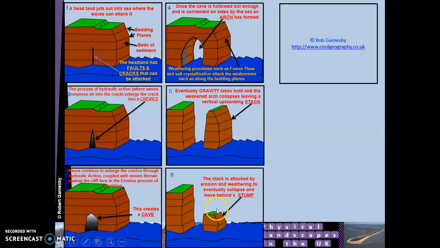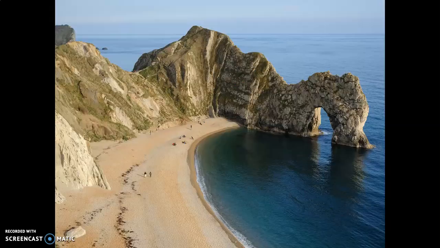And then eventually the stack will get eroded and attacked by weathering and erosion, and leave behind a stump. And then eventually the stump will totally erode away and you won't see anything. And that's the process that goes on from being just a crack in the rock, in the cliff face in the headland, right the way through to being a stump at the end of it.